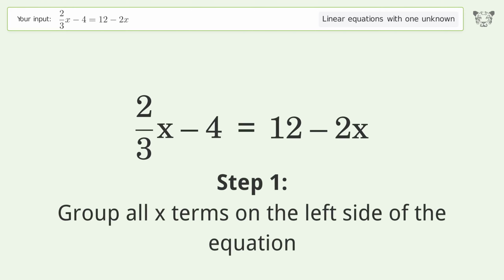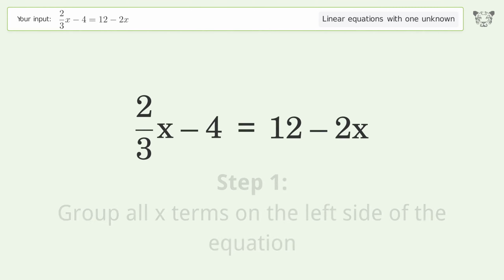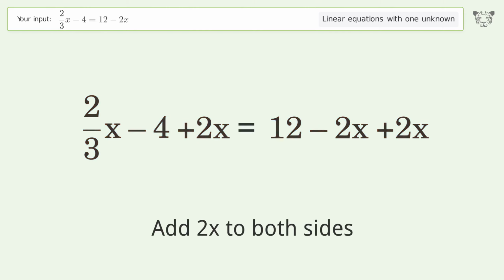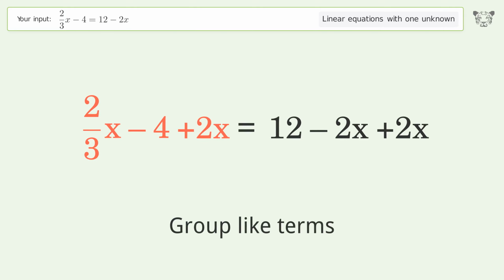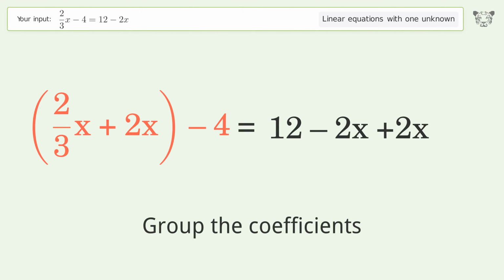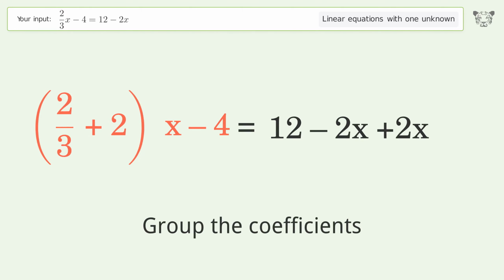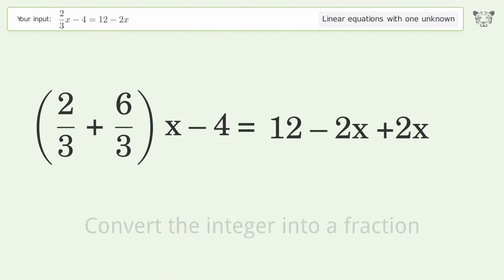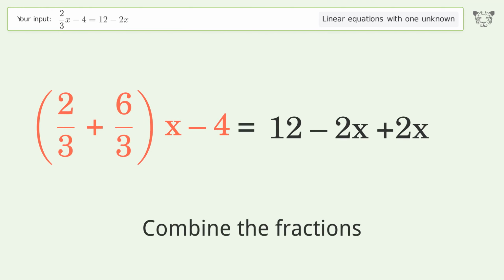Group all x terms on the left side of the equation. Add 2x to both sides. Group like terms. Group the coefficients. Convert the integer into a fraction. Combine the fractions.